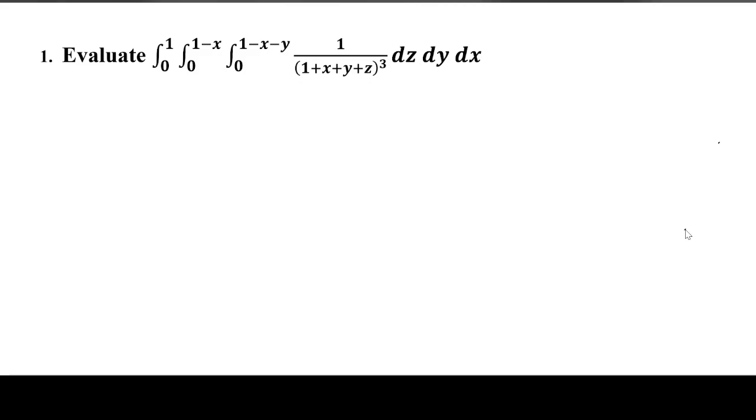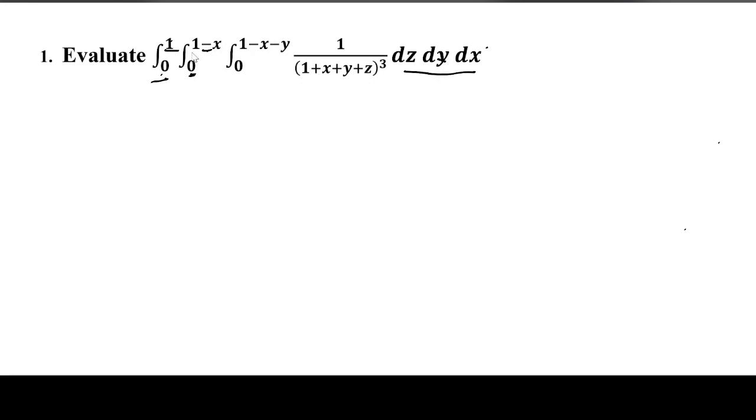In this video, we shall see how to evaluate a triple integral with one example. I'll consider the evaluation of the triple integral of 1 by (1 plus x plus y plus z) whole cube, dz dy dx. I will be evaluating in the order dz dy dx with limits 0 to 1. This limit is for x and the second integral limit is for y.